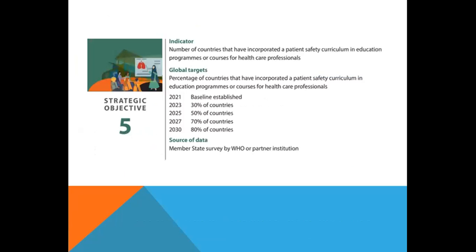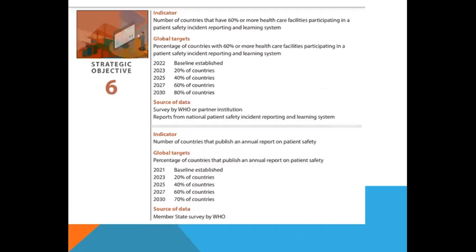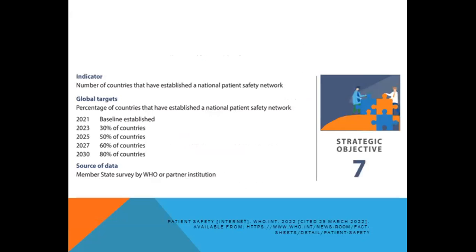And strategic objective 5, the number of countries that have incorporated a patient safety curriculum in education programs, and it aims to achieve up to 80% of countries by 2030. Indicator 5 is countries that have signed up to implement the WHO health worker safety charter, and up to 2030, 90% of countries should be signed up. And strategic objective 6, the number of countries that have 60% or more healthcare facilities participating in patient safety incident reporting. And strategic objective 7, the number of countries that have established a national patient safety network, and up to 2030, 80% of countries should establish a national patient safety network.